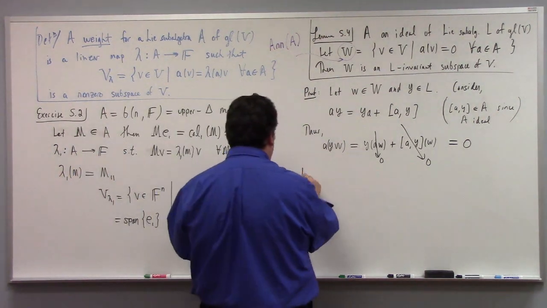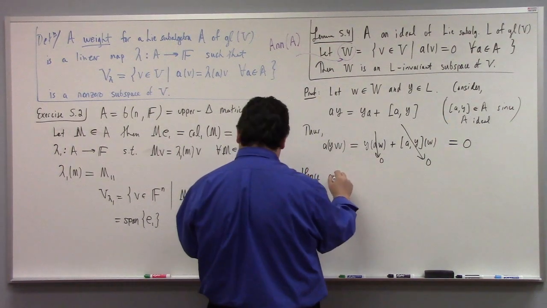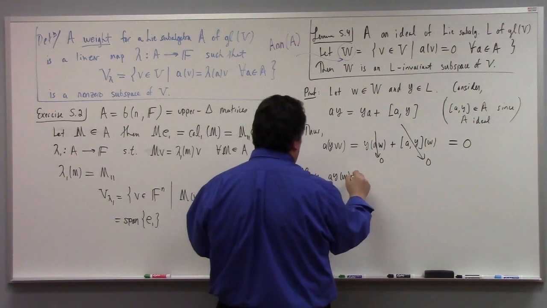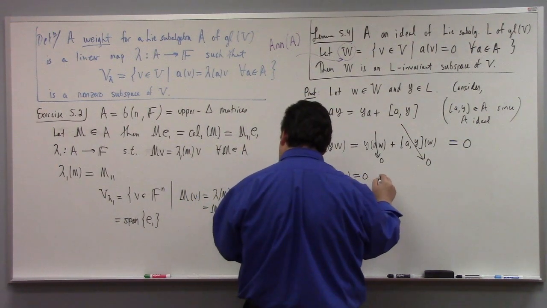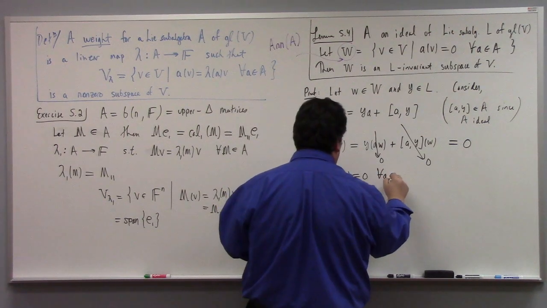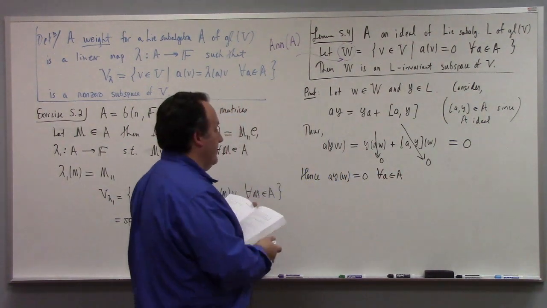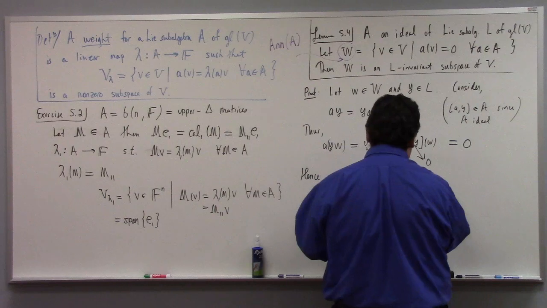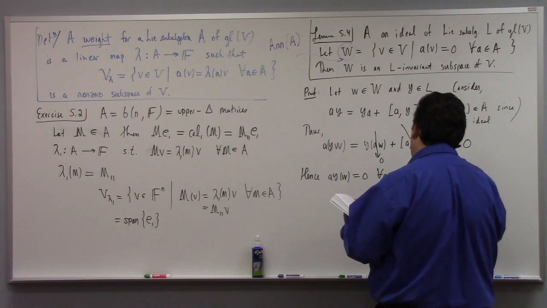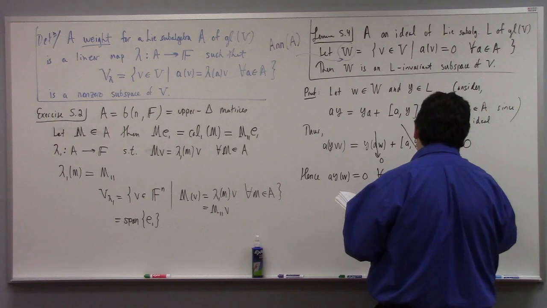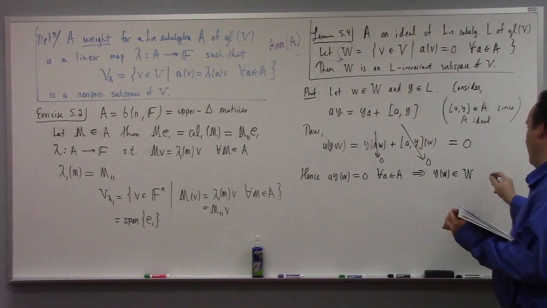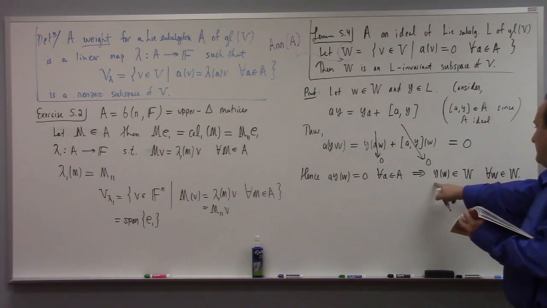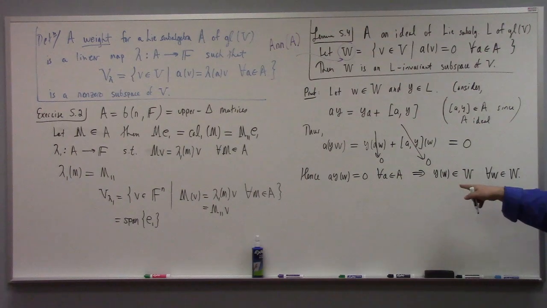Hence, QED, yeah, hence A y w is equal to 0 for all A in A, right? And what's that mean? Yeah, that W is a set of annihilators. But that means specifically that y of w is an element of W again, right? For all little w in W. Which is to say that W is an invariant subspace of y.